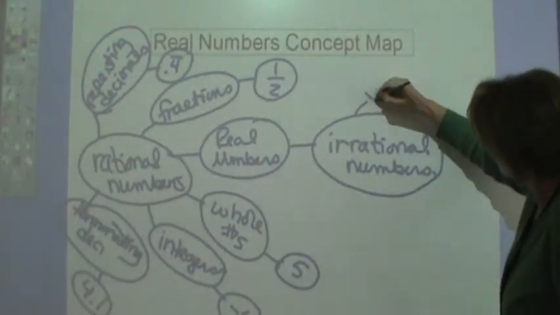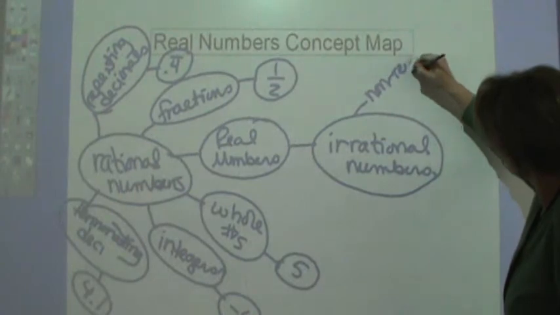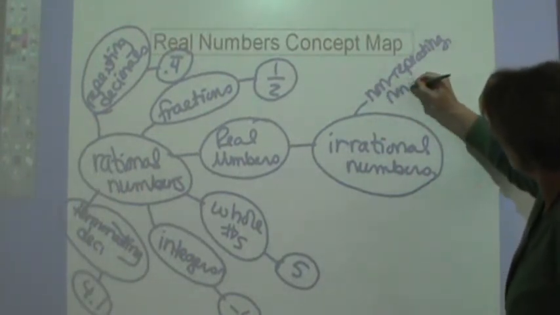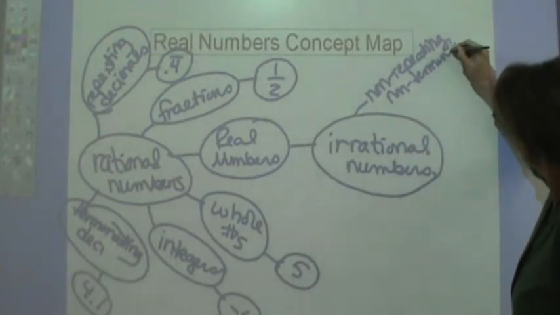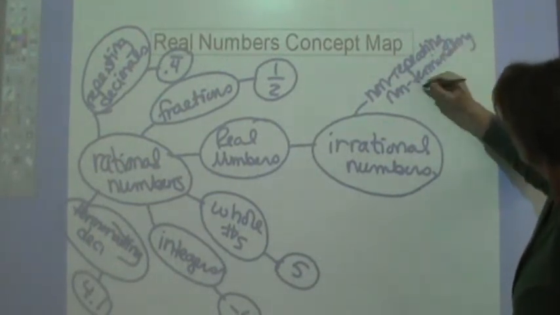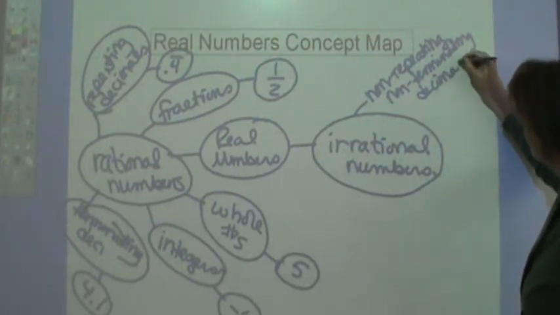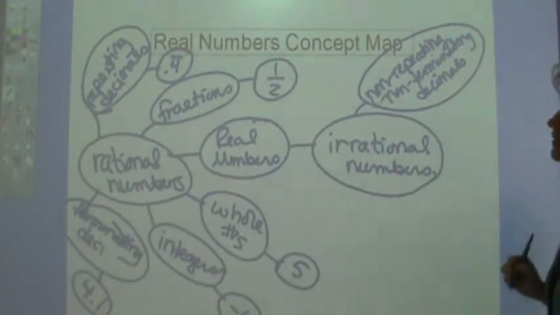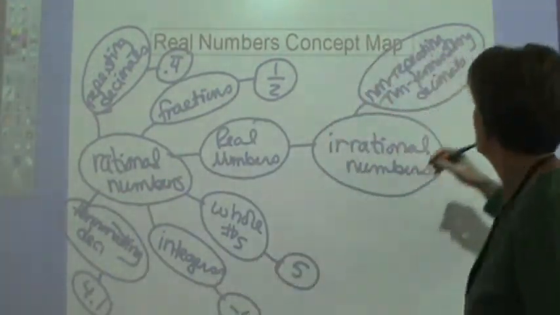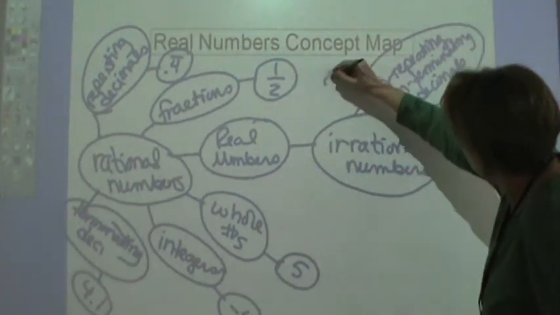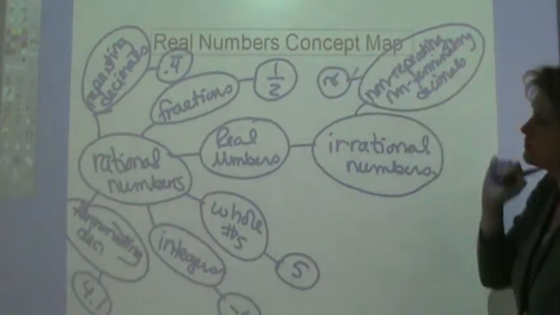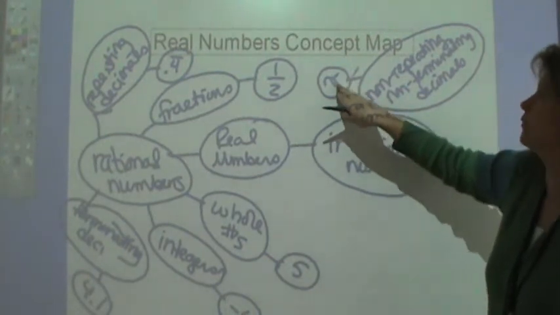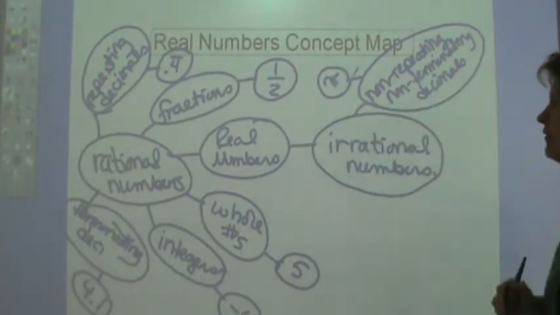That would be like your non-repeating, non-terminating decimals. So a non-repeating, non-terminating decimal means it doesn't repeat, it doesn't end. That's going to be something like pi. It's a decimal, 3.1415926. It doesn't end and it doesn't repeat. That would be an example of that.